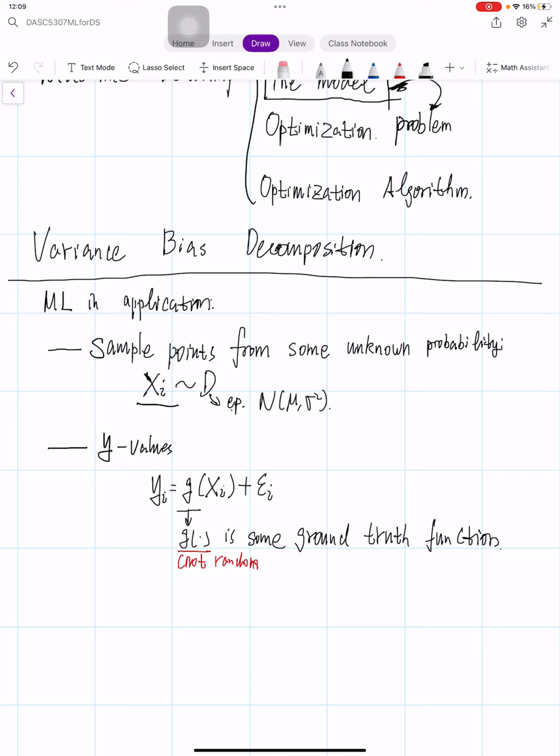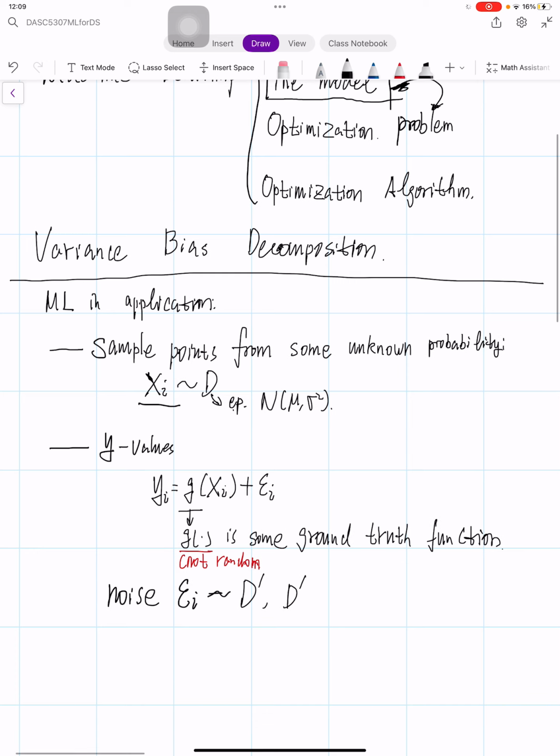And this epsilon, the error term, comes from some measurement noise. We assume the noise epsilon follows some distribution, which is commonly assumed to have mean 0.